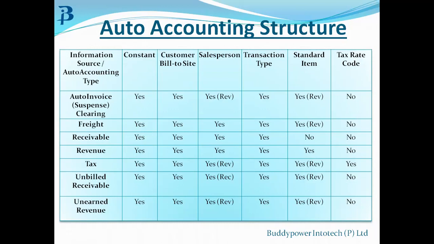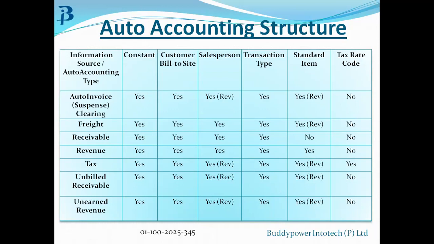Here, if you select a salesperson or a standard item, both are the revenue flex field. The revenue flex field that you specify in your setup will be used. So this is basically how it is.